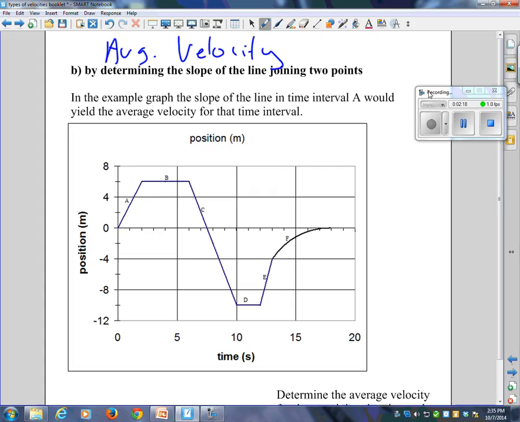Were you here yesterday? Okay, so the second way to determine average velocity when you have a position-time graph is by determining the slope of the line joining 2 points. So let's have a look at this here. In the example graph, the slope of the line in interval A would yield the average velocity for that time interval. Now we've talked a little bit about this already, right? So the slope of this line is the average velocity for interval A.